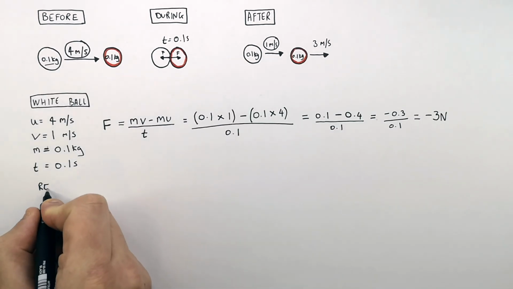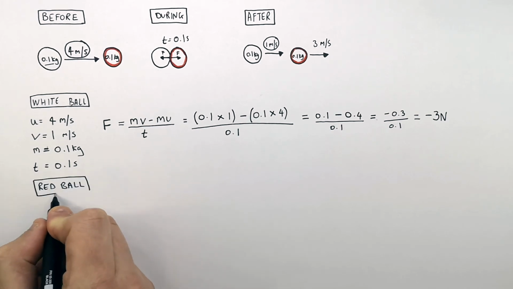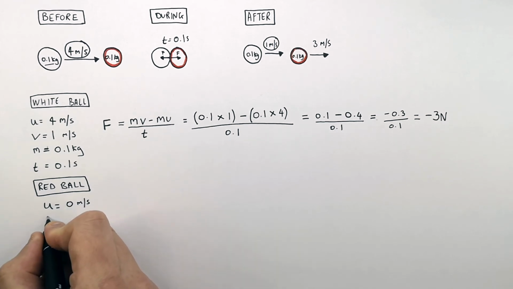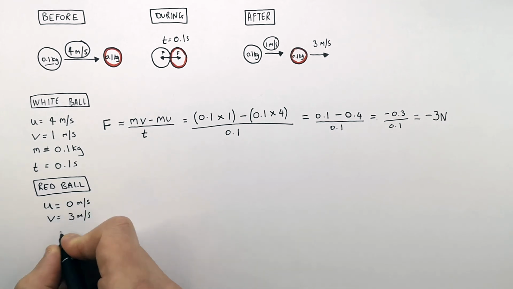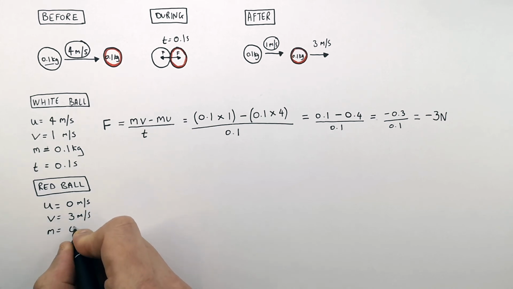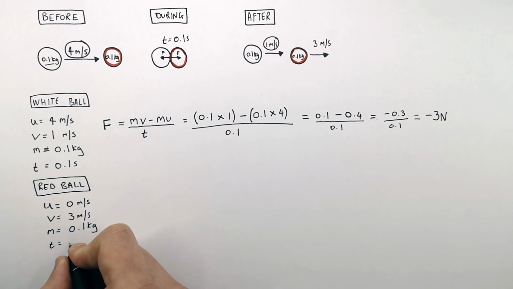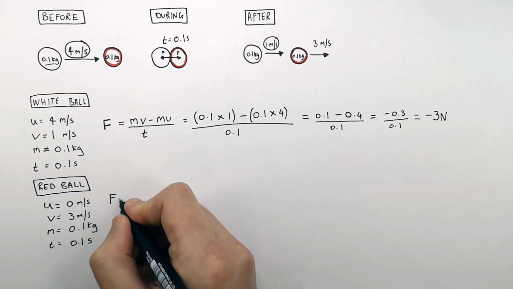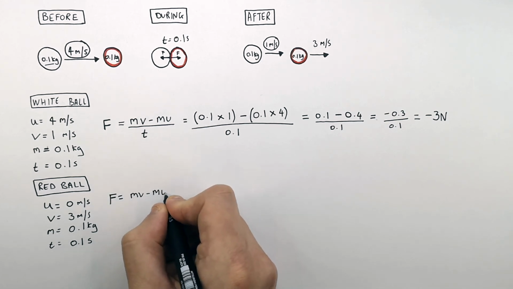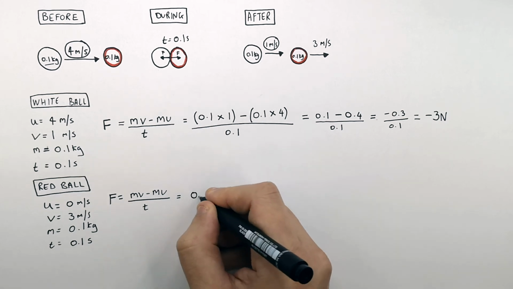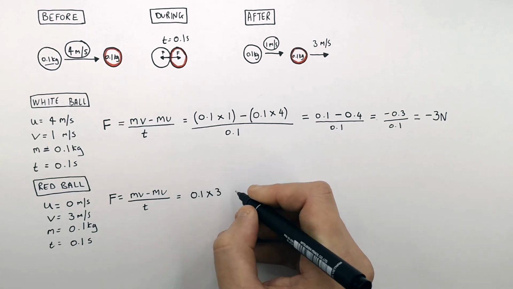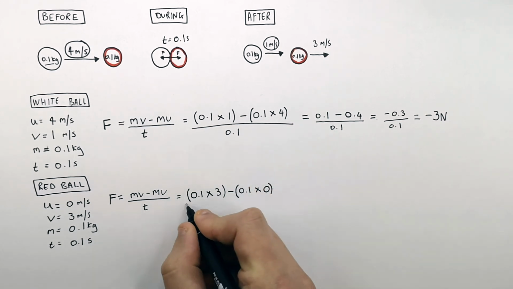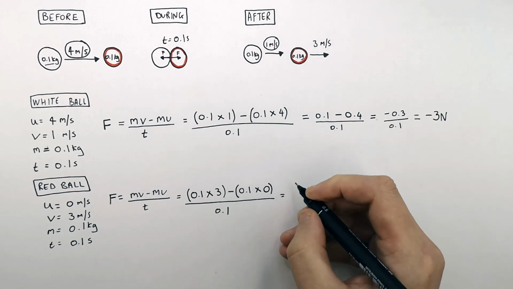To calculate the equal and opposite force exerted by the red ball onto the white ball, we must recall the initial velocity u, which is 0 meters per second, the final velocity of the red ball, which is 3 meters per second, the mass of the red ball, which is 0.1 kilograms, and that the collision between the red and white ball lasted for 0.1 seconds. So F equals m times v minus m times u, divided by t, which is 0.1 kilograms times 3 meters per second, the final velocity, minus 0.1 times 0 meters per second, the initial velocity, divided by 0.1, the time the balls were in contact with one another.